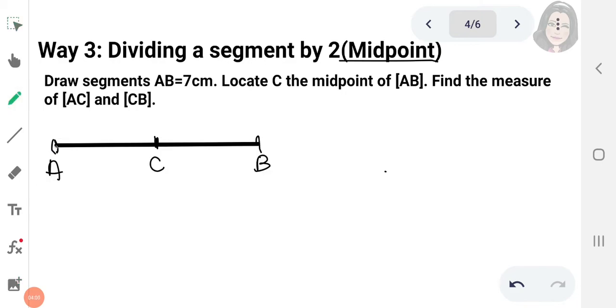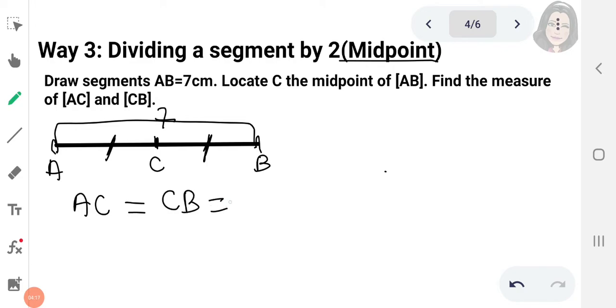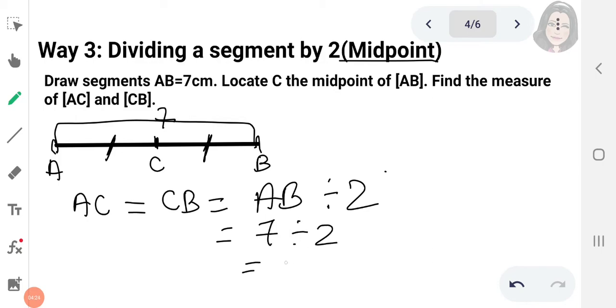So what information do I have? I know that the segment AB is 7 centimeters. And because C is the midpoint, the segment AC is the same as the segment CB. So to find out the measure of AC and CB, since they are equal, AC is equal to CB is equal to the big segment AB divided by 2. That's the 7 divided by 2, which is 3.5 centimeters.